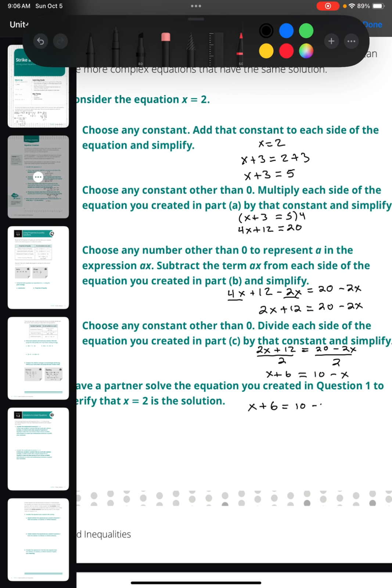So if I take that equation, I'm going to move all my variables to one side, so I'm going to do plus x, move that to the left, so now I have 2x plus 6 equals 10. Then we need to subtract 6, move that to the right side. So 2x equals 4, and then divide by 2, and you'll see that we still get x equals 2, which is where we started.